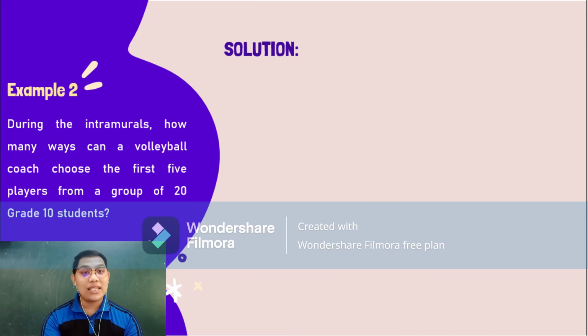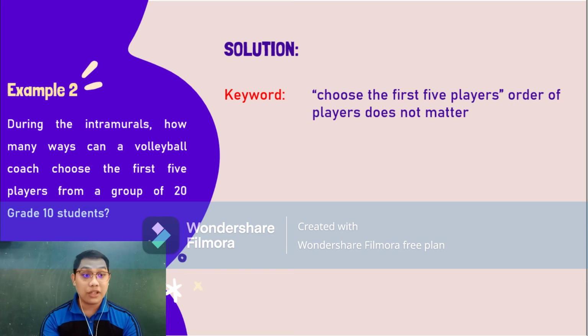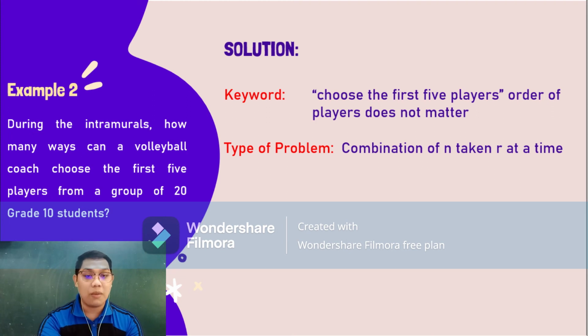So, move na ta sa second example. During the intramurals, how many ways can a volleyball coach choose the first 5 players from a group of 20 grade 10 students? So, ang keyword ani is choose the first 5 players. Ngano man kani siyang keyword because the order of players does not really matter. Therefore, it is a combination. Ang type of problem is a combination.